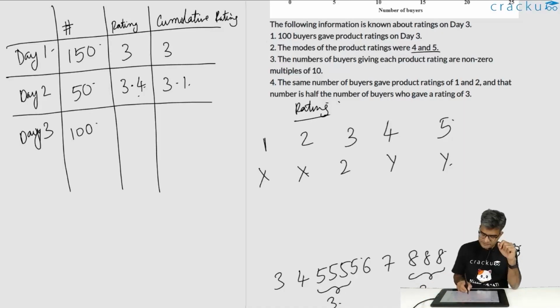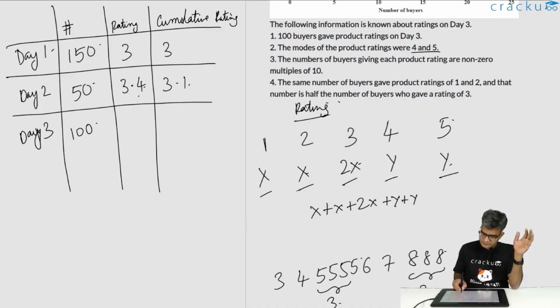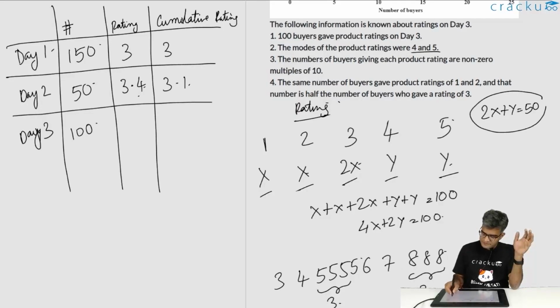So this is 2X. What do we know from this? The sum of all the number of people has to equal 100. So X plus 2X plus Y has to equal 100. That is 4X plus 2Y is equal to 100, or the value of 2X plus Y has to equal 50. This is one thing that we know.